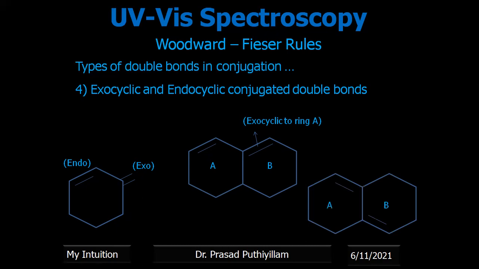Rings A and B. Here again it is in conjugation. So double bond, single bond, double bond, and for ring A, this double bond is exocyclic, and for ring B, this double bond is exocyclic. That means two exocyclic double bonds are present here. So it contains two exocyclic double bonds.